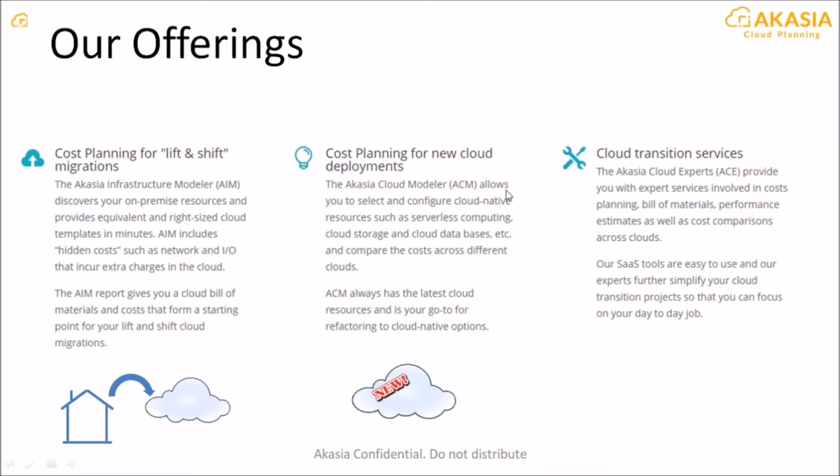Our second product is ACM, and ACM is a product that people use to plan for new cloud deployments. And this could be things like where you want to take advantage of cloud-native resources such as serverless computing or in-memory database or NoSQL or deep analytics, machine learning, etc. in the cloud. So the cloud has a lot of very innovative solutions being offered, and you can use ACM to model for all of those solutions.